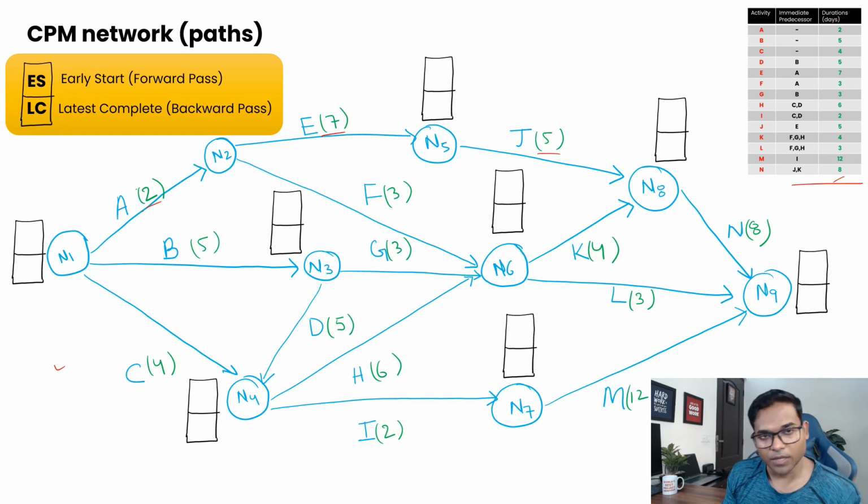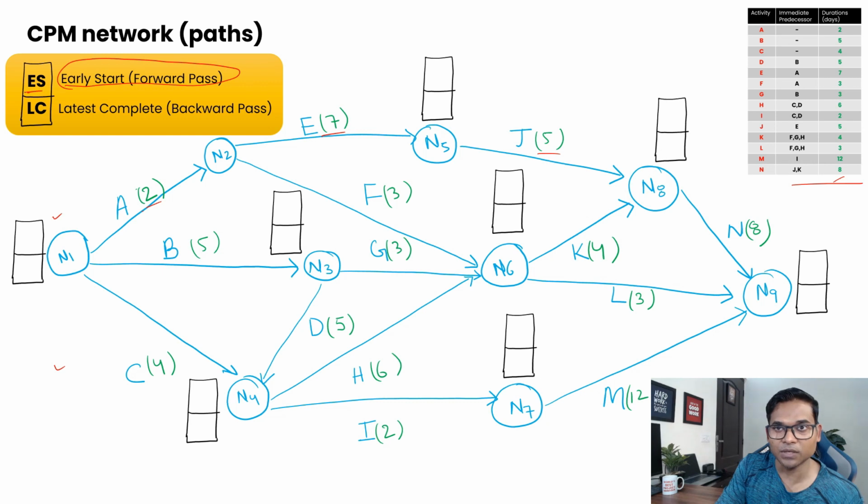Now we need to calculate the critical path for this network. To calculate the critical path, we first need to understand that for each node we will be calculating two pieces of information. One is how early an activity can start and how late it can be finished, right? That's why if you see here, I have made these two boxes at each node, and this is basically representing the upper portion.